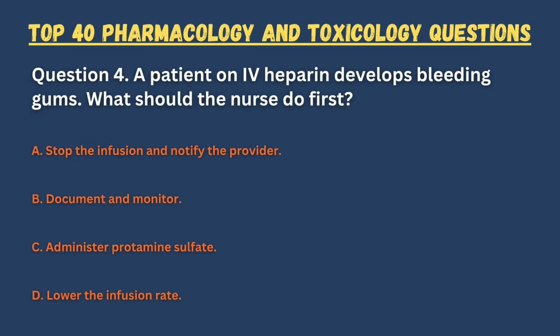Question 4. A patient on IV heparin develops bleeding gums. What should the nurse do first? A. Stop the infusion and notify the provider. B. Document and monitor. C. Administer protamine sulfate. D. Lower the infusion rate.